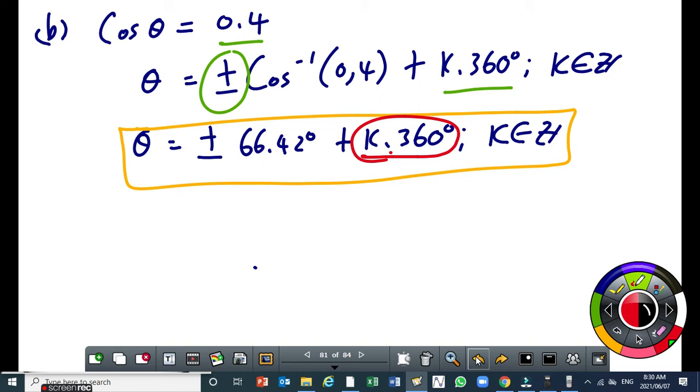It has to do with the quadrants. Cos is positive in the first and the what? And the fourth quadrant. So if you get a positive ratio, there are two reference angles. One is in the first quadrant, the other one is in the what? Fourth quadrant.